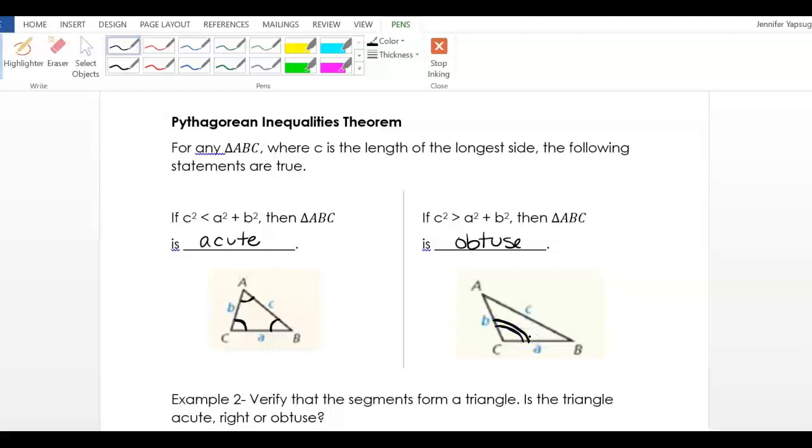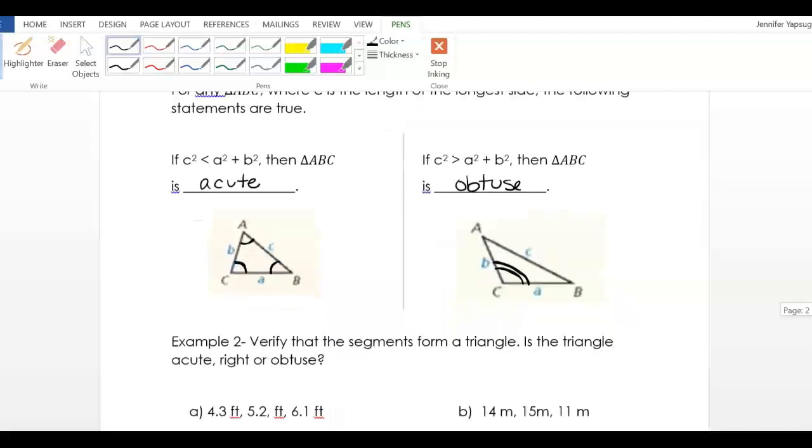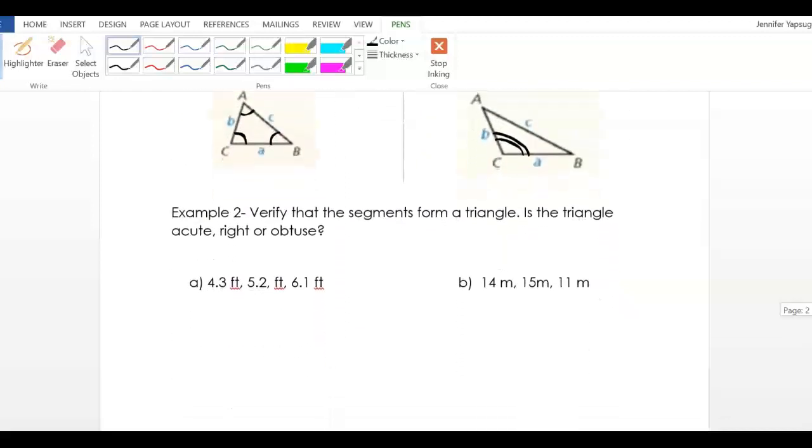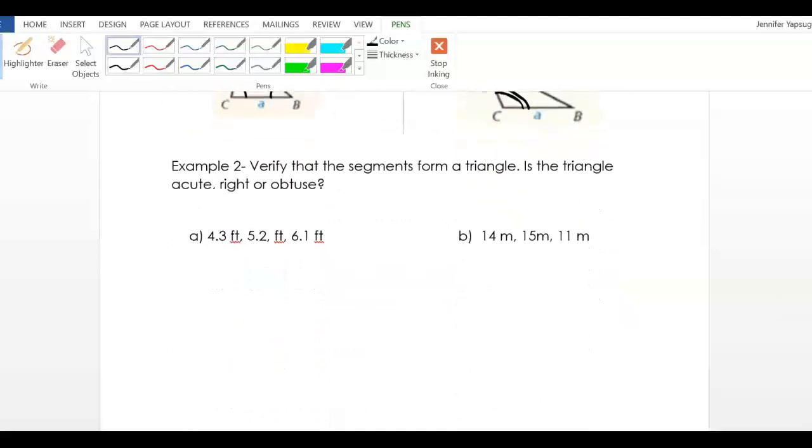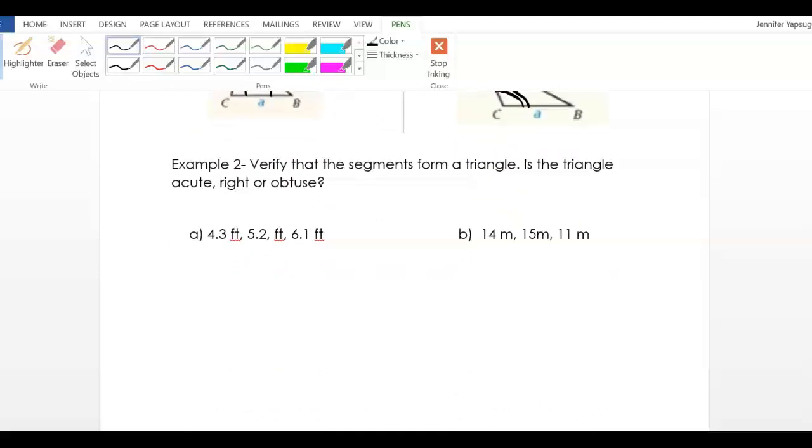notation comes from. All right, so let's take a look at the example and use our inequalities. So in example 2, they ask us to verify that the segments form a triangle. And then if it does make a triangle, then we want to find out if it's acute, right, or obtuse. So the first thing we need to do is determine whether this makes a triangle. So this is a little bit of a review.